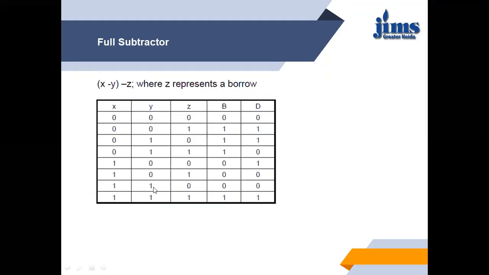1 minus 1 is 0. 0 minus 0 is 0. Difference 0, borrow 0. 1 minus 1 is 0. Then 0 minus 1, we have to take a borrow. So we have taken a borrow. Now this becomes 2. 2 minus 1 is 1. So this is our truth table and we have to solve the two K maps, one for D and another one for B.